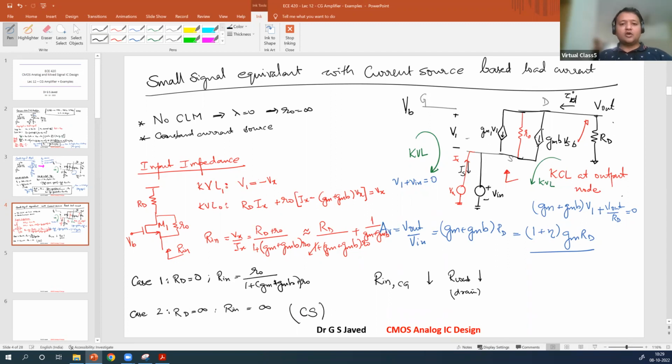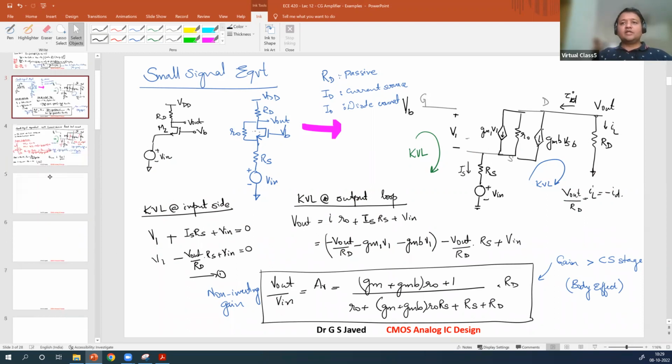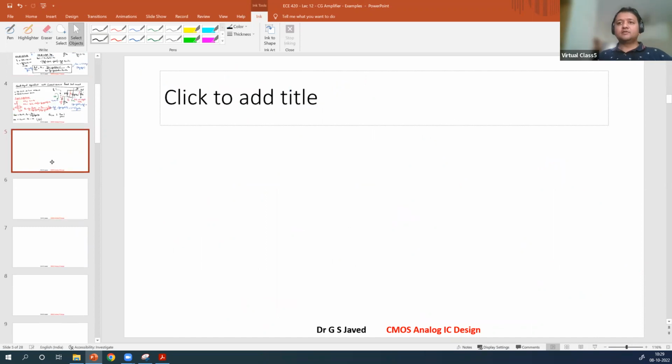Now, what is the output impedance? The output impedance you will get from the gain circuit. It is brought here. The output impedance will be 1 plus (gm plus gmb) R0, this value multiplied by RS. Now that will be in parallel with RD. So this will be your output impedance. Understood? Now let us do a quick example to understand what we have read till now.